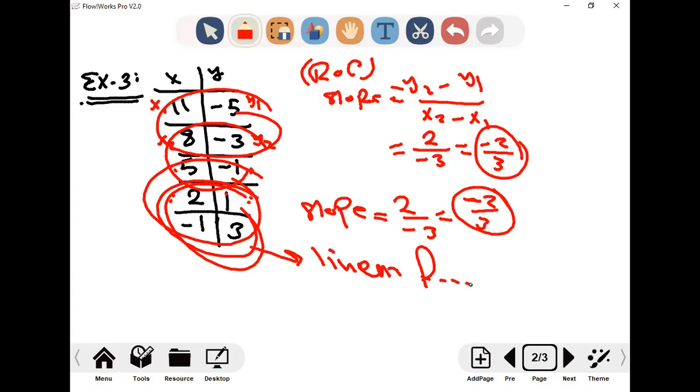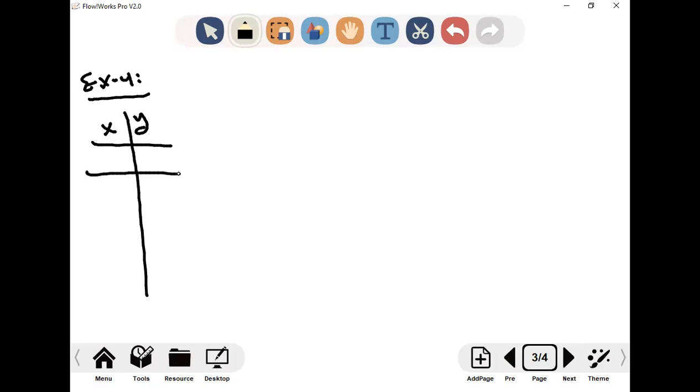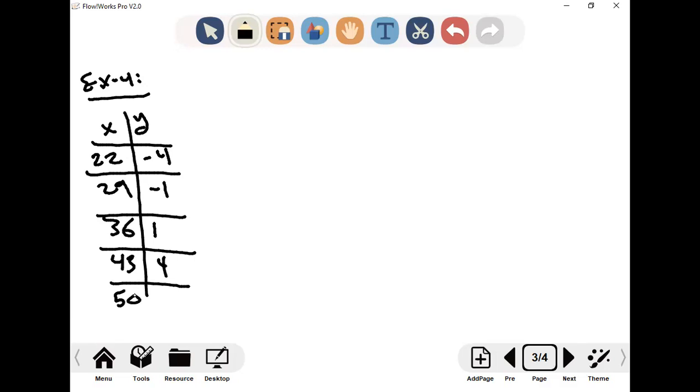Let's see example 4. Example 4. In example 4 also we have a table. It has x and y for sure. 22 with -4, 29 with -1, 36 with 1, 43 with 4, and 50 with 6.